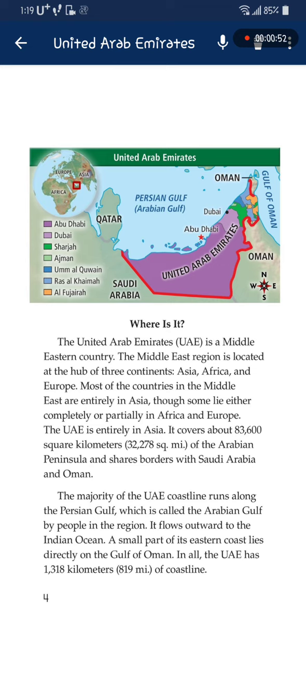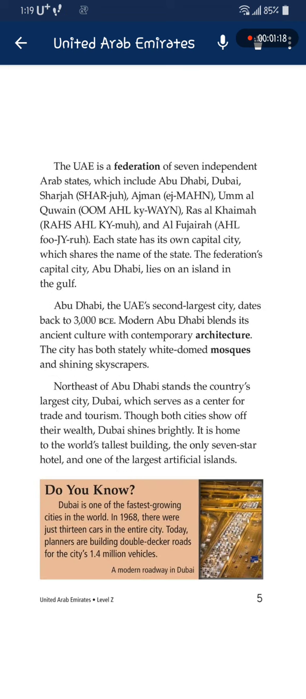The majority of the UAE coastline runs along the Persian Gulf, which is called the Arabian Gulf by the people in the region. It flows outward to the Indian Ocean. A small part of its eastern coast lies directly on the Gulf of Oman. In all, the UAE has 1,318 kilometers of coastline.